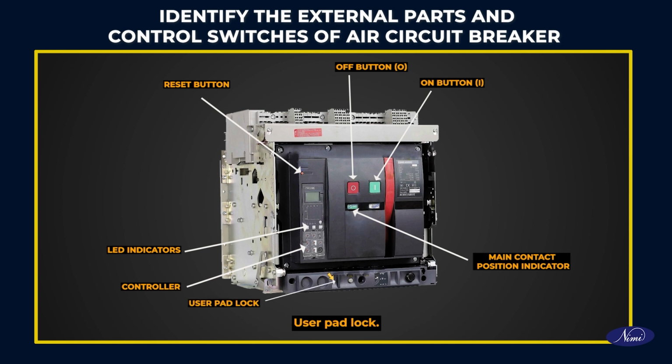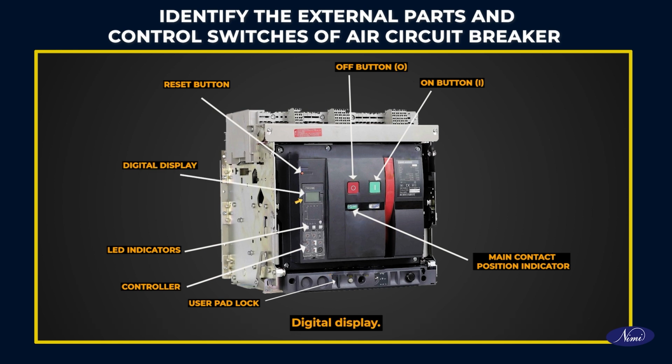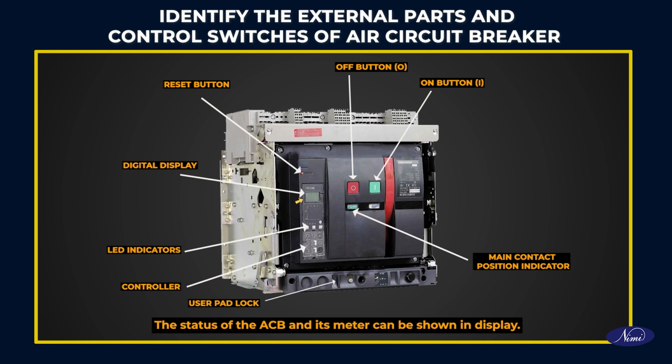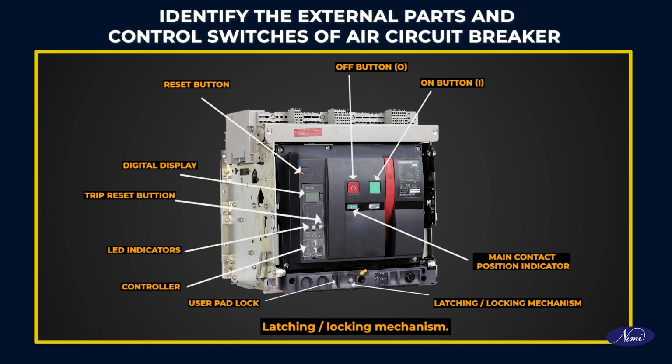User padlock: parameters can be set through this and it will be locked to avoid unauthorized persons. Digital display: the status of the ACB and its meter readings can be shown in the display. Trip reset button: if improperly working, a frequently tripped ACB condition can be reset by this button.